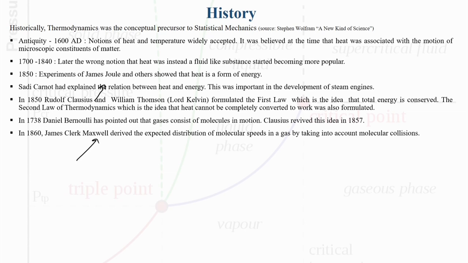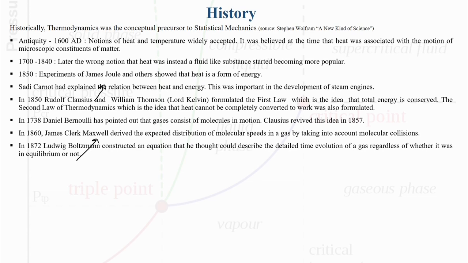Okay, so in 1872 another towering figure of the subject, Ludwig Boltzmann, constructed an equation that he thought could describe the detailed time evolution of a gas regardless of whether it is in equilibrium or not. In other words, he thought he had an equation that, when solved explicitly, explains how a gas that starts off in a certain state evolves, and eventually the idea was that it is going to thermalize. In other words, the final state of a gas is that of a thermal equilibrium described by the Maxwell-Boltzmann distribution.